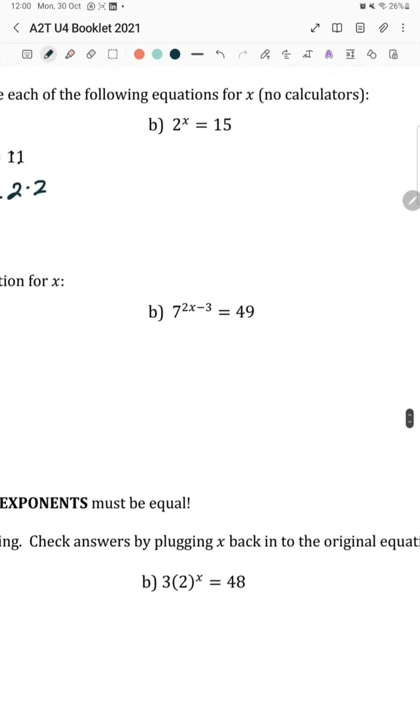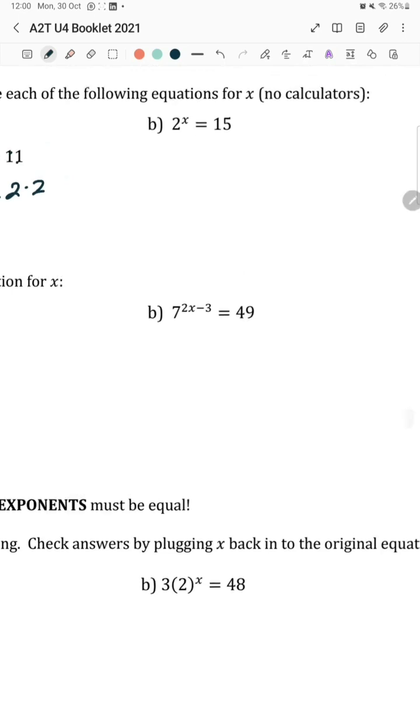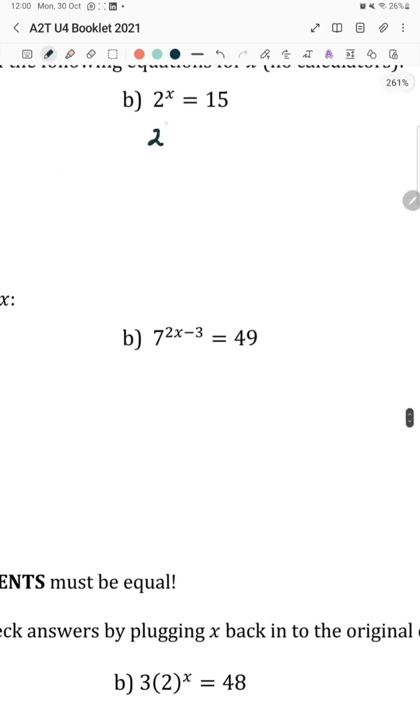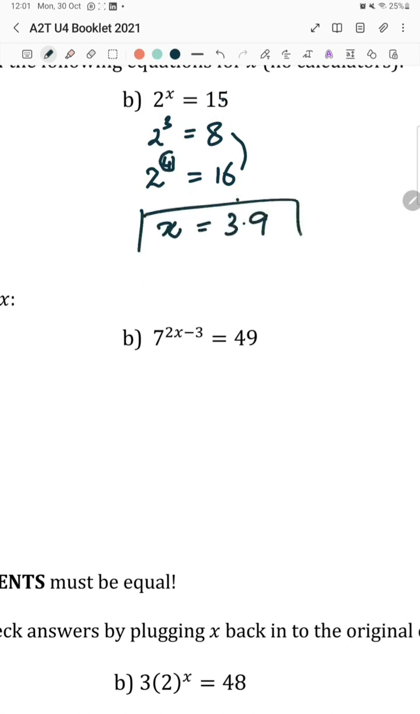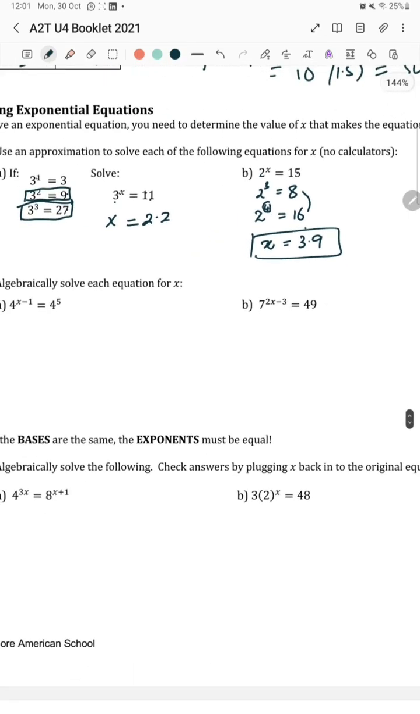So similarly, we will do it for 2 to the power x is 15. So let's start with 2 to the power 3 is 8. 2 to the power 4 is 16. So 15 is between 8 and 16, but it is nearest to the 16, so it's nearest to the 4. So x would be 3.9. So with the help of this approximation, we're going to solve this.